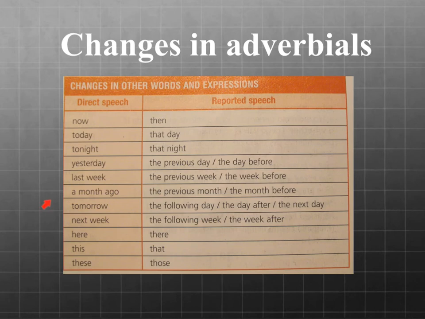If we're talking about the future and you use tomorrow, then you will need an expression such as the following day. Next week becomes the following week. If you have next year, well, guess what you will need? I suppose it will be the following year. If we're talking about space, here becomes there, okay? And this becomes that. And the plural, these, they become those.